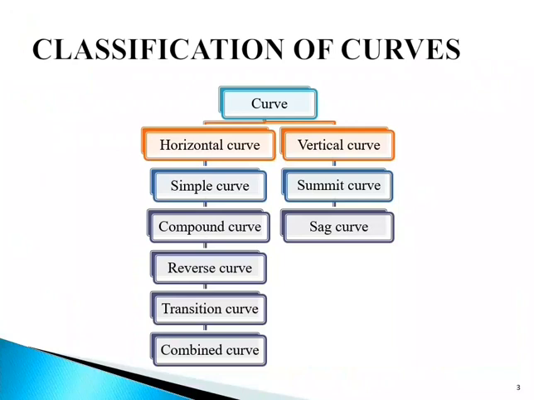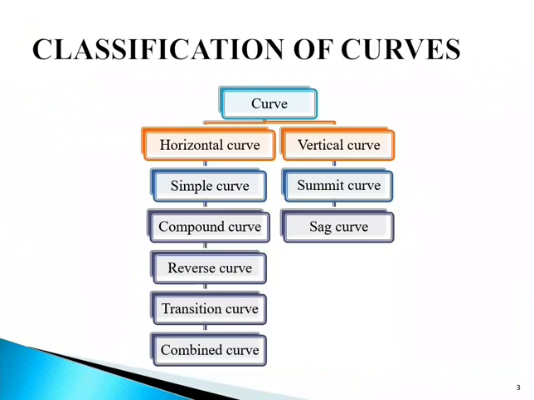Next is classification of curves. Here you can see the classification of curves. A horizontal curve is provided at the point where two straight lines intersect in the horizontal plane. When the curve is provided in the horizontal plane, it is known as a horizontal curve. As you can see in the flowchart, the horizontal curves are further classified as simple circular curve, compound curve, reverse curve, transition curve, and combined curves. And next one is the vertical curve.